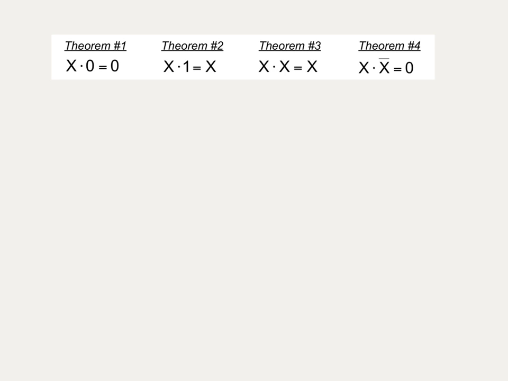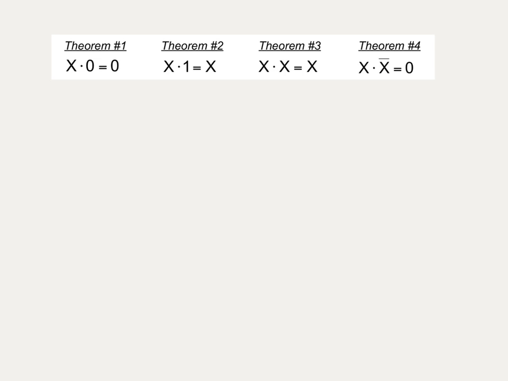So let's start here. The first theorem says x, so any input, if it's ANDed with a 0, is a 0. So that should make sense. If you have 0 and 0 on an AND gate, you know the output's going to be 0, or 0 and 1, or 1 and 0. If you have any zeros in there, the output's going to be a 0. So anytime we see something ANDed with a 0, we can just presume that it's going to be a 0. So that's the first theorem.